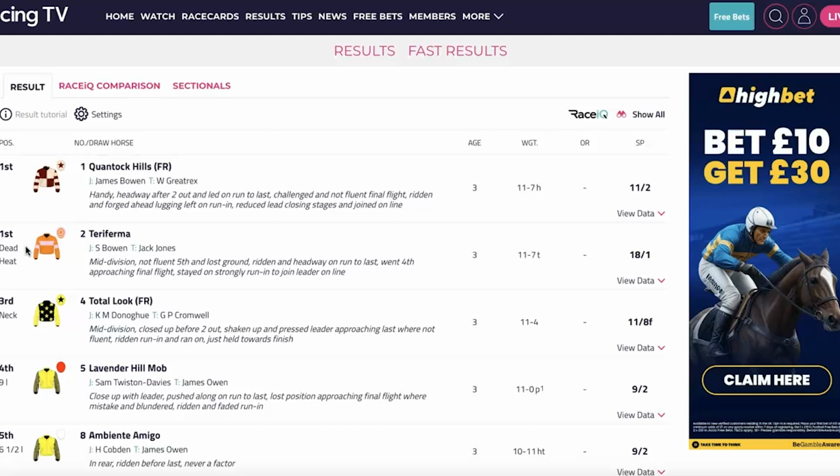So if you had £10 on Quantock Hills at 10 to 1 in the morning, obviously you would be expecting a return of £110. You've been involved in a dead heat here with another horse, in this case Terra Firma, so you would get paid half your stake at the full odds, so your bet returns would be £55 in total. So you'd have half your stake, which is 5, times by 10, which is the odds, plus your £5 stake on top. So it would be £55 in total.